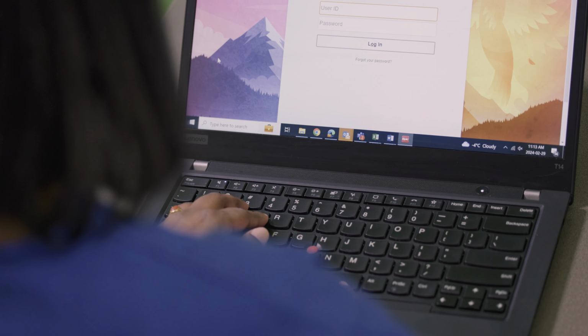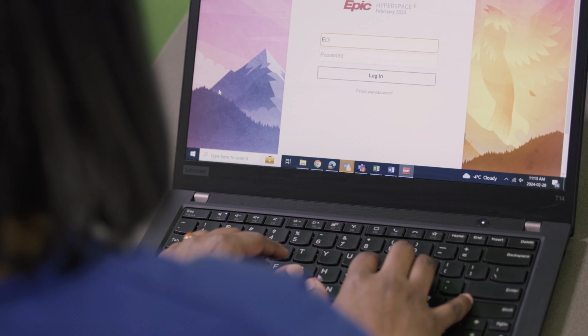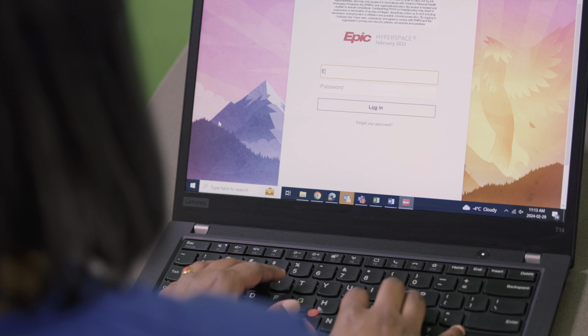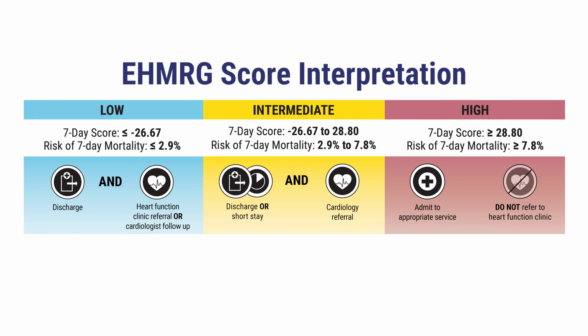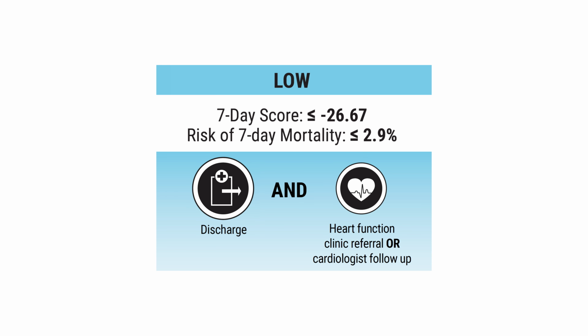In certain institutions, the score can be auto-populated by electronic medical record software such as Epic. The EHMRG score generates a range which correlates to a low, intermediate, or high mortality risk at 7 days and 30 days. Low-risk patients can be safely discharged with referral to a heart function clinic or to a cardiologist.